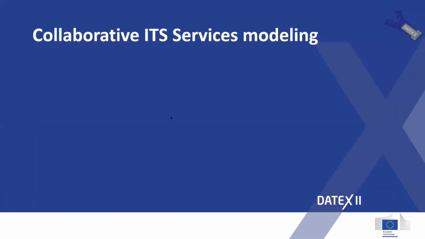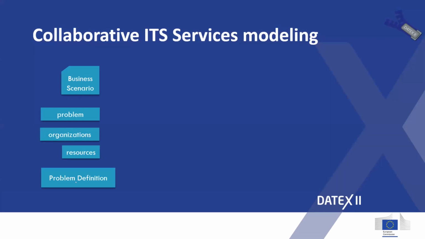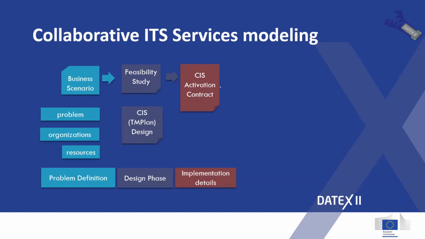Let's see how this is modeled. We have a business scenario. We have a problem definition phase. The problem, which is the scenario which may occur on the road, the organizations, the resources which may be used by each organization. This is considered in a feasibility study, which designs a CIS or TM plan design. So after the feasibility study, the discussion, it is defined. And after the agreement, a CIS activation contract is stipulated with all the implementation details, all the references among the centers to fully implement the measure on the road.